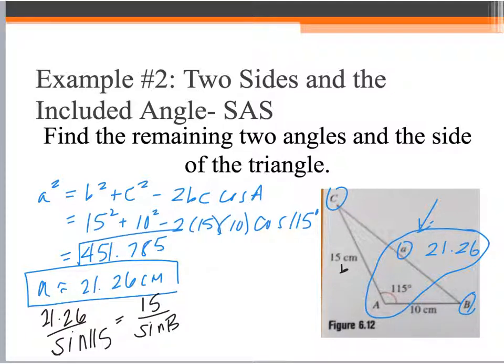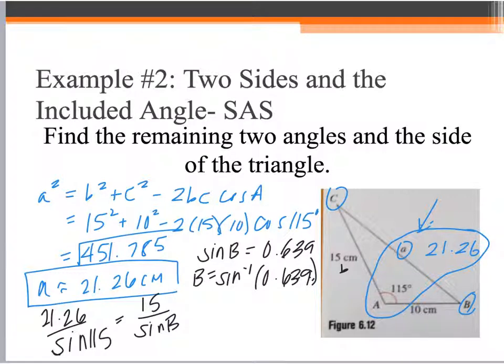Okay. If I do all that math, I would get that sine B is equal to 0.639. So to find B, then I would find the inverse sine of 0.639, which is about 39.75 degrees.